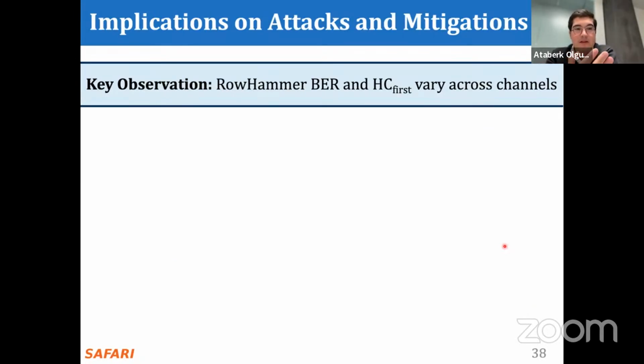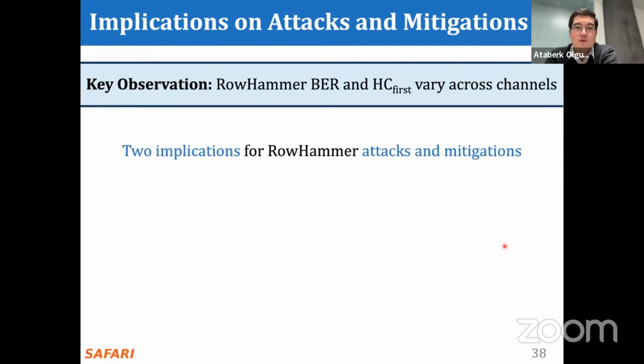This is the main observation from our study, right? RowHammer bit error rate and HC first varies across channels. And we find that this has two key implications for RowHammer attacks and mitigations. Mitigations as in RowHammer defense techniques that prevent bit flips.